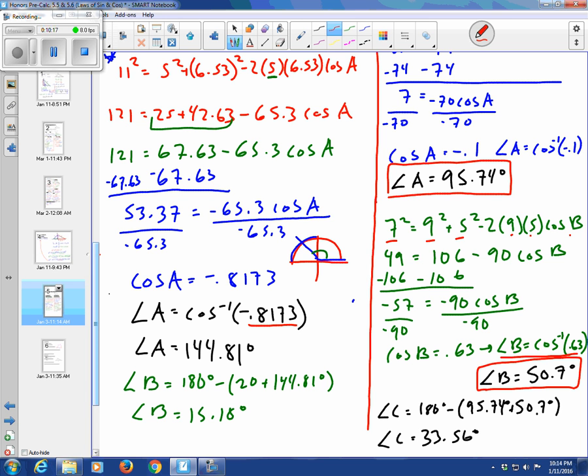And then right here we can say that angle C is going to be 180 minus the sum of the other two angles, 95.74 and 50.7, and that gives us an angle C of 33.56 degrees. So that's all cosines. We'll obviously see some work on the worksheet right there with that. We've got one more video to look at, and then you guys are all done. All right, so one more video.